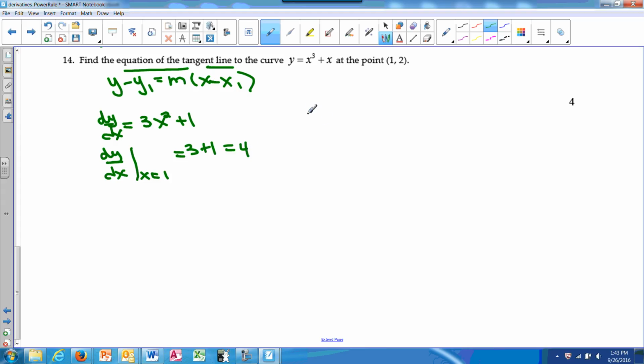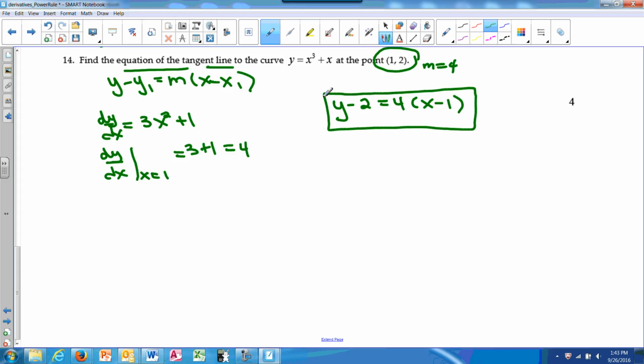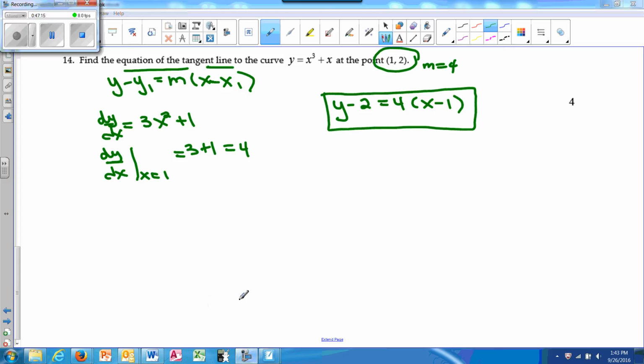2 goes into 12 6 times, and that is an acceptable answer. You could rationalize that if you wanted to multiply by your fancy 1. So my fancy 1 is root 2 over root 2. I would get 6 root 2 over 2, or 3 roots of 2. Both of those are acceptable answers.